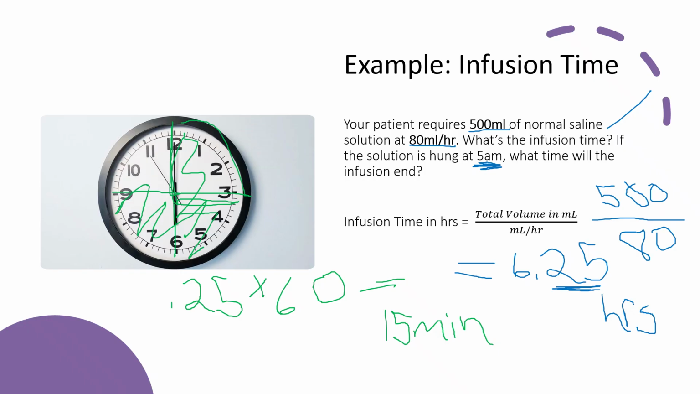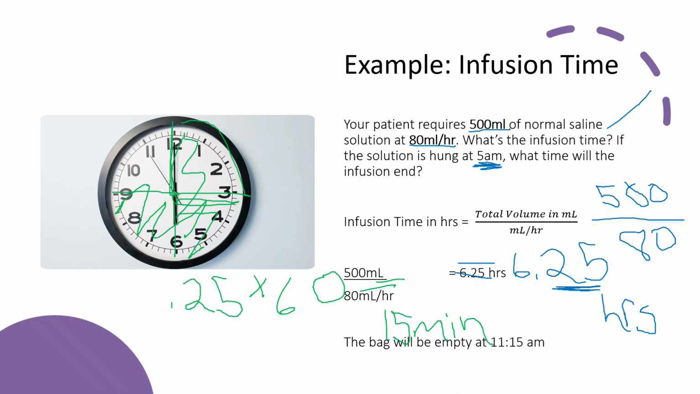But my question is asking you, if this is hung at 5 a.m., when is it going to be finished? So 5 a.m. and we need to add 6 hours and 15 minutes on that. So 6 o'clock, 7 o'clock, 8 o'clock, 9 o'clock, 10 o'clock, 11 o'clock, and then add your 15 minutes. This will be done at 11:15 a.m. So hopefully that makes sense.